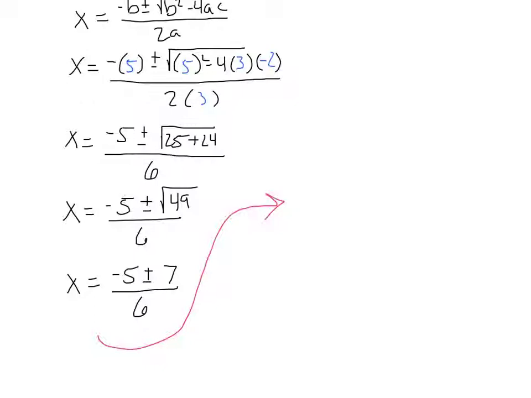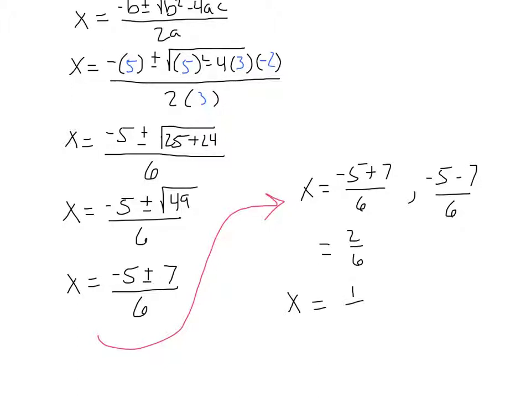So that means x equals -5 plus 7 divided by 6 and -5 minus 7 divided by 6. So what's -5 plus 7? 2 over 6, which reduces down to what? 1/3. Excellent. And what is -5 minus 7? -12 over 6. Well, reducing that down, what do we get? -2. And there's our two solutions.